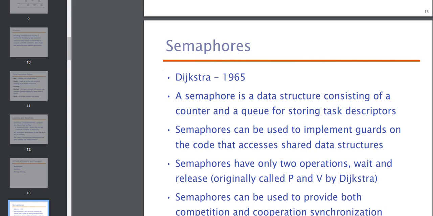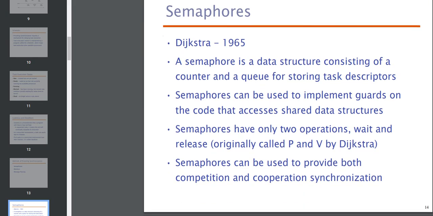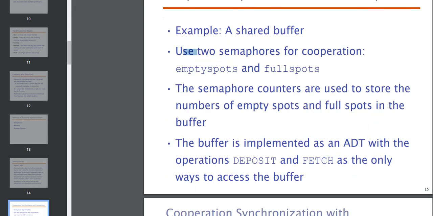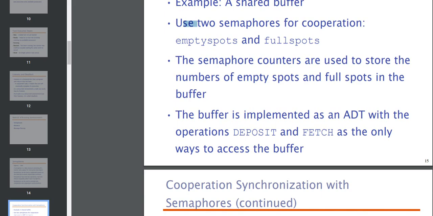The queue stores task descriptors. Semaphores can be used to implement guards on the code that accesses shared data structures. Semaphores have only two operations, wait and release, originally called P and V by Dijkstra. The next example is a shared buffer using semaphores for cooperation, with empty spots and full spots. The semaphore counters store the numbers of empty spots and full spots in the buffer. The buffer is implemented as an ADT with the operations deposit and fetch as the only ways to access the buffer.